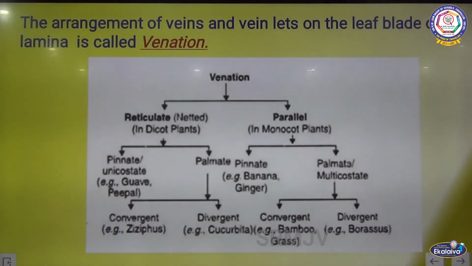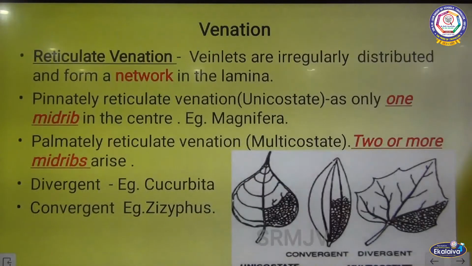In parallel venation, you will also find pinnate and palmate. Again, under palmate multicostate, where more than one prominent midrib is there, it is classified into convergent and divergent. We will see the picture so that you become more familiar, and you can observe these types of leaves when you go around or in your garden. Now, reticulate venation is nothing but the veinlets being irregularly distributed and forming a network on the lamina.